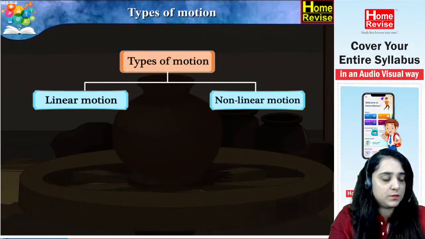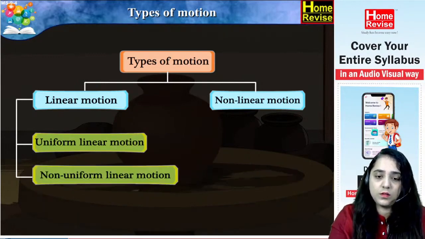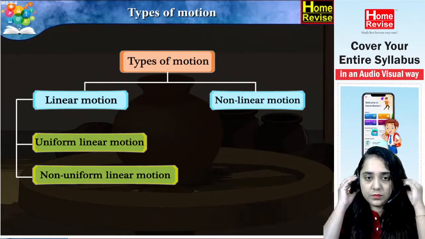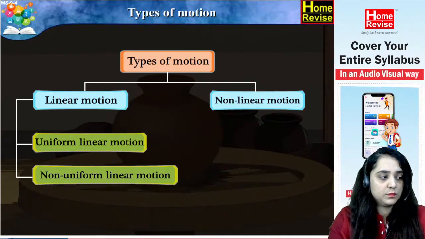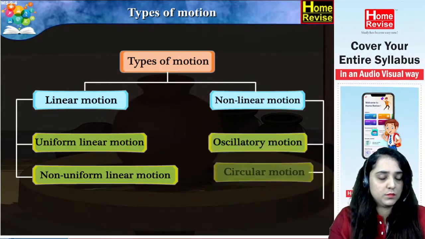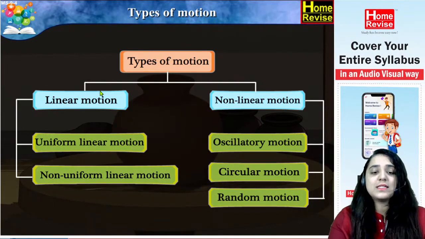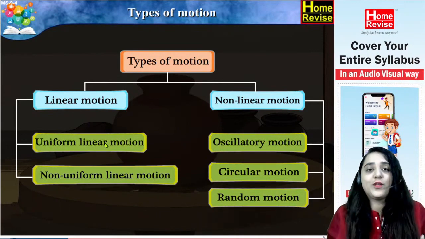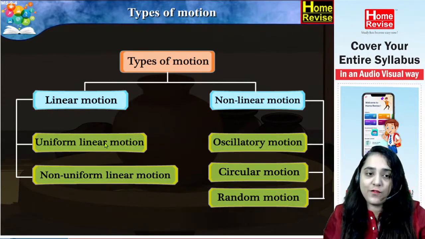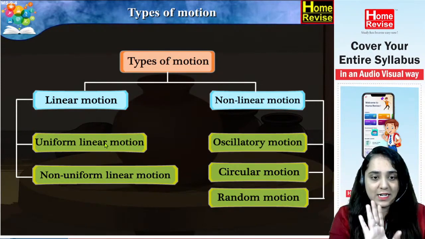Linear motion is further classified into two types: uniform linear motion and non-uniform linear motion. Similarly, non-linear motion is of three types: oscillatory motion, circular motion, and random motion. So linear motion is divided into uniform linear motion and non-uniform linear motion. What exactly is uniform linear motion, and what is the meaning of non-uniform linear motion? We will study it right now.